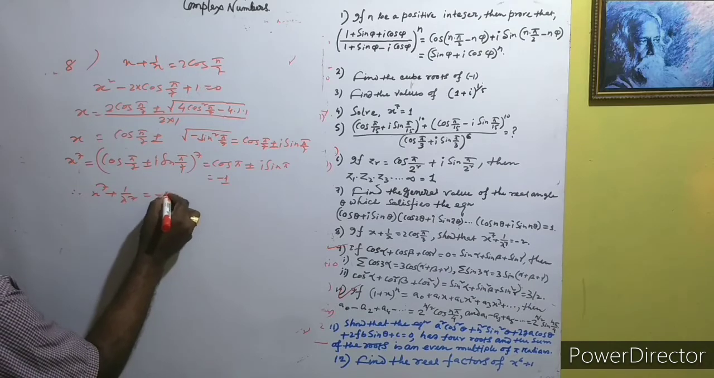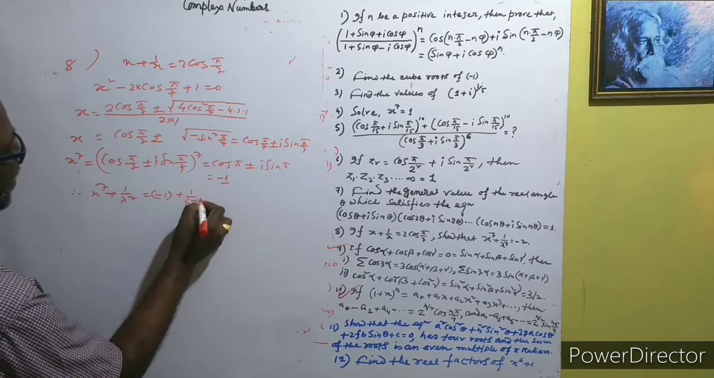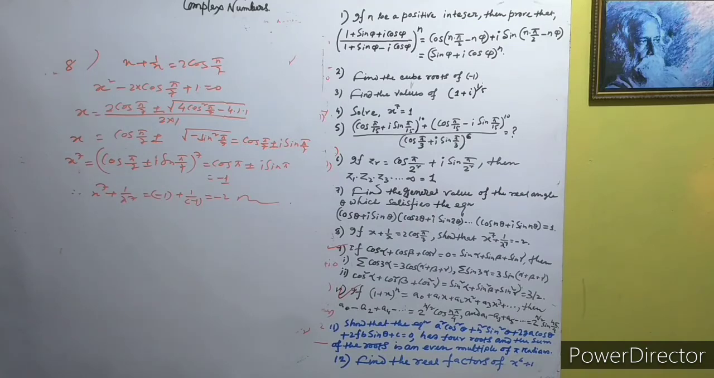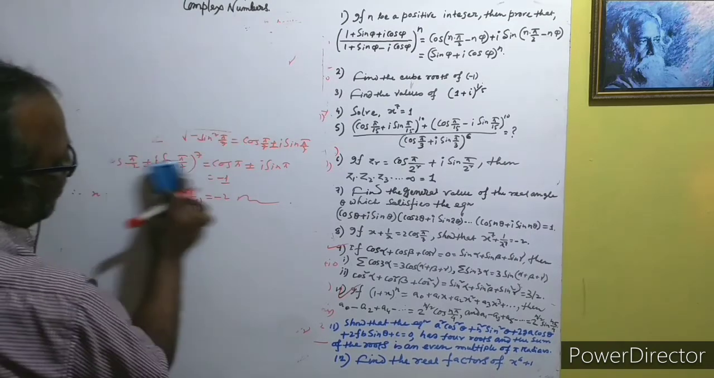So that will be minus 1 plus, within the bracket, this is minus 1. So this is minus 2. Okay, so very good questions for that. I think very easy, not tough, but okay, see carefully. Now we have to follow question number 7.